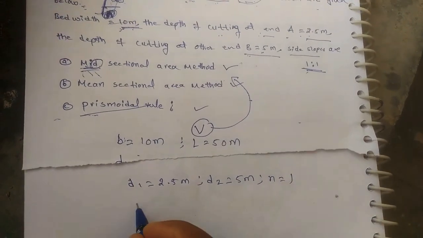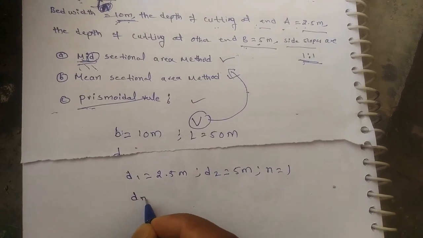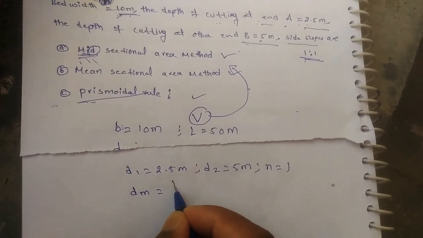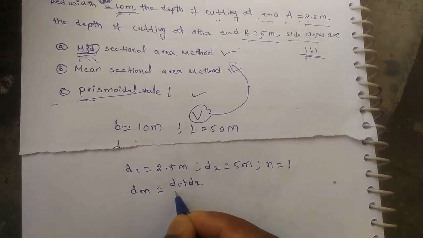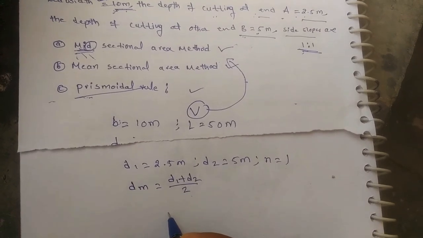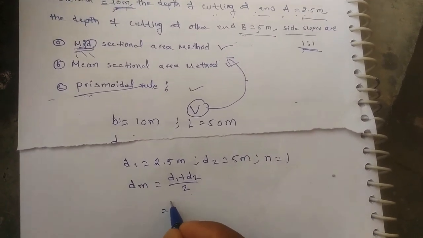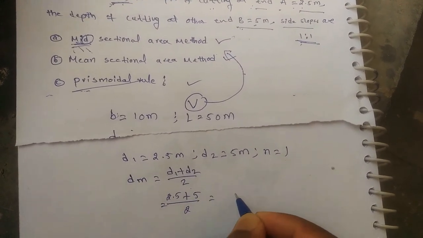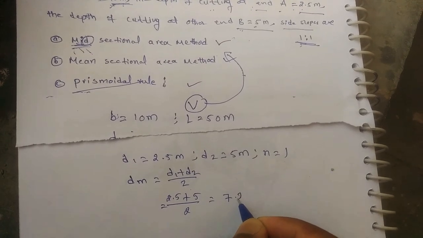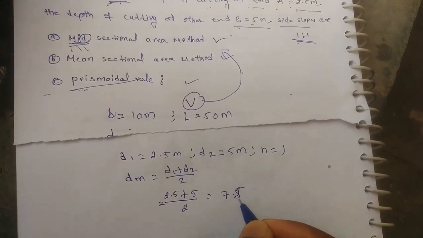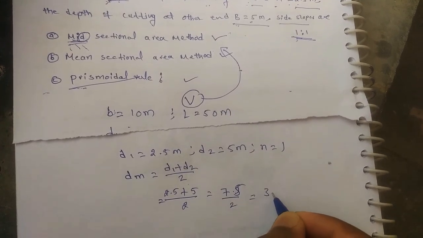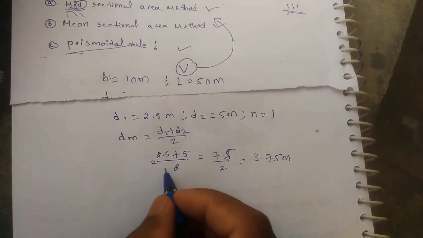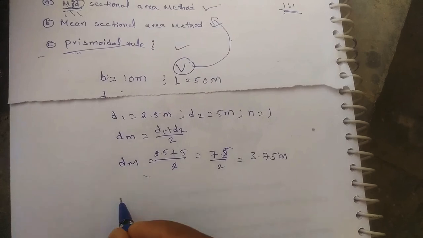Okay, from this can you calculate dm? What is dm? Nothing but the average of depths. So (d1 plus d2) by 2. From this, d1 is 2.5 plus 5 by 2, which is nothing but 7.5 by 2, which is nothing but 3.75 meter. Okay, this is nothing but dm.